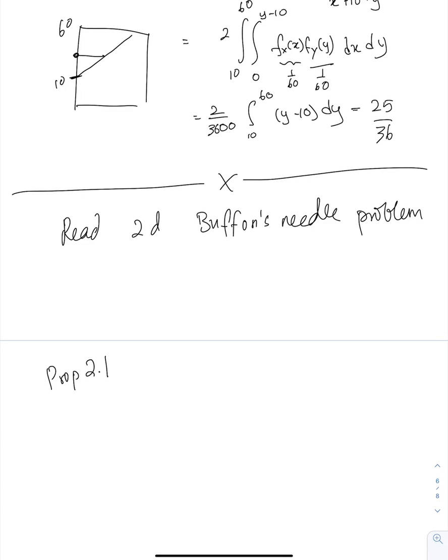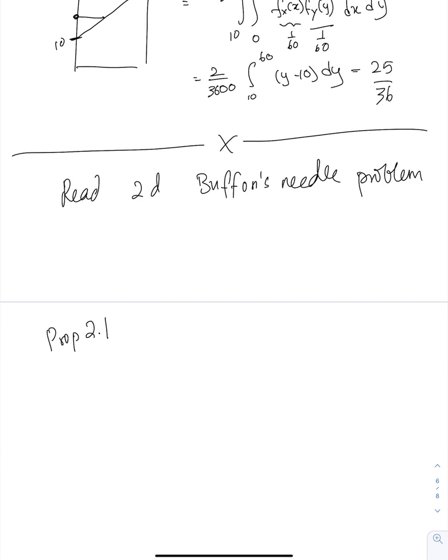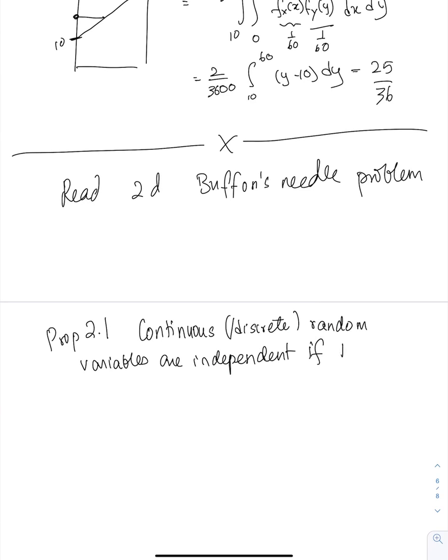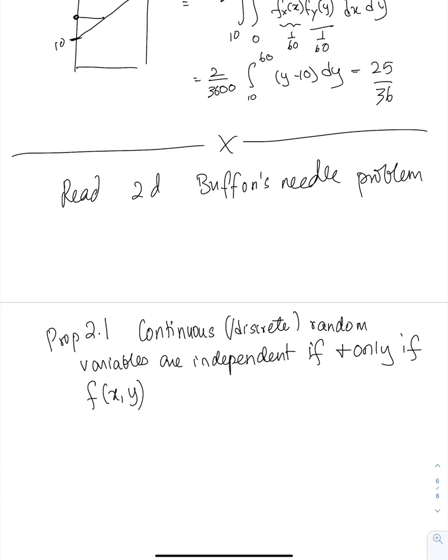What does that say? It says that if you have random variables x and y, okay, and they're continuous or discrete random variables, they are independent if and only if their joint density f of x, y is equal to some function of x times some function of y on the whole plane.